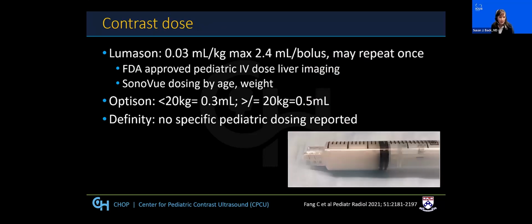There are 3 commercial agents that are currently available in the United States, only one of which, Lumason, at the present time has FDA approval for administration for children. I've included here the package label dosing. There's a maximum dose per injection of 2.4 milliliters for liver imaging and a maximum of 2 milliliters when used for echocardiography. Of course, Lumason also does have indication for intravesical administration for vesicoureteral reflux, but that is not the topic of today's discussion. Optison has in the literature pediatric dose information, and at this point in time, Definity does not have any specific pediatric dosing reported.